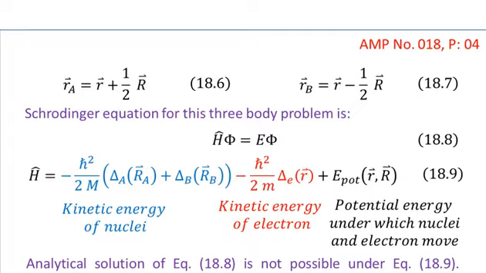Schrödinger equation for this three body problem is given by H phi is equal to E phi, where H is the Hamiltonian of the problem, phi is the wave function of the problem, and E is the energy of the problem, which will be referred to as the eigen energy, and phi is again the eigen function of the system. So you see that we have to find the value of phi and E in this problem.